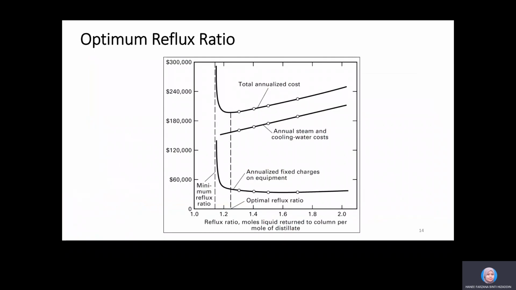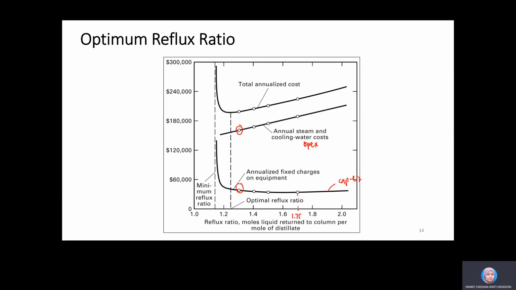So you can plot a graph. The x-axis is the reflux ratio, from 1 to, let's say from here just now until 1.75, and then you can try to extrapolate. And for this, this is the fixed charge, the capital cost, and this is the OPEX. So the total annualized cost is this plus this. So you can see that it increases.